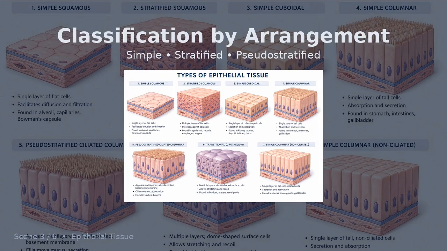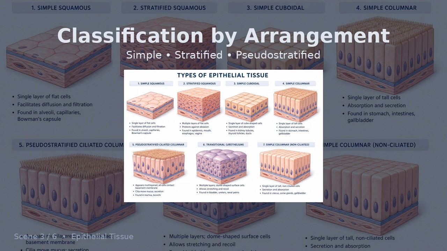Covering and lining epithelium is classified based on arrangement of cells. First, simple epithelium, made up of a single layer of thin, closely arranged cells. Functions: secretion, absorption of nutrients, diffusion, and osmosis. Second, stratified epithelium, consists of more than one layer of epithelial cells. Main function is protection against wear and tear.